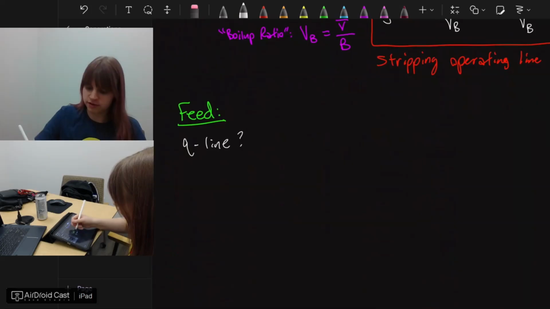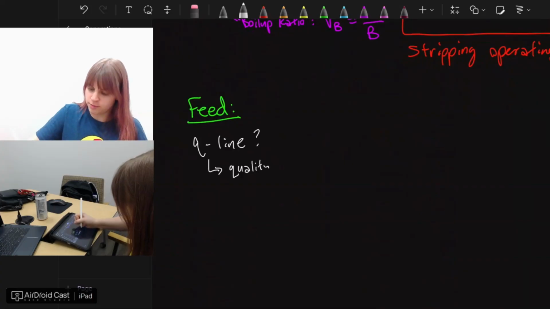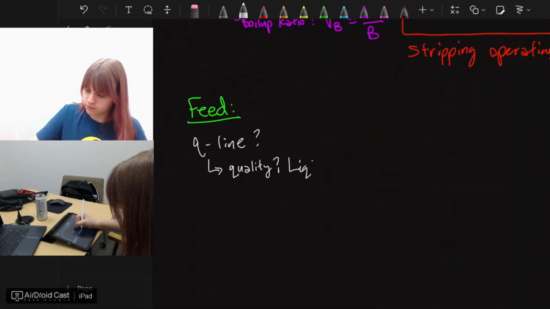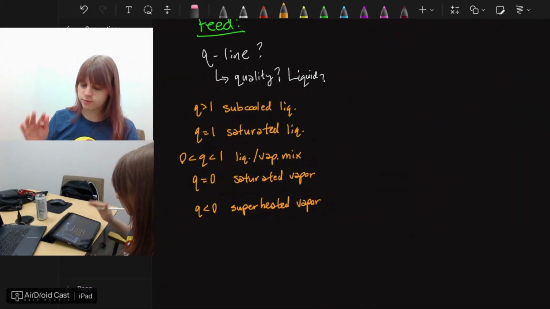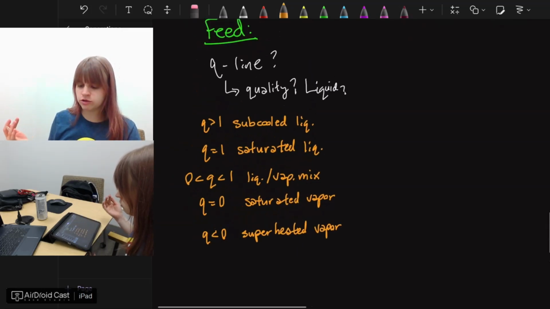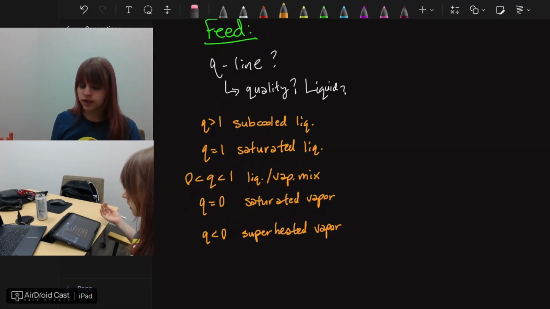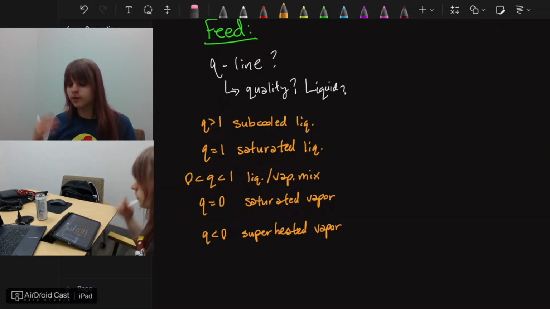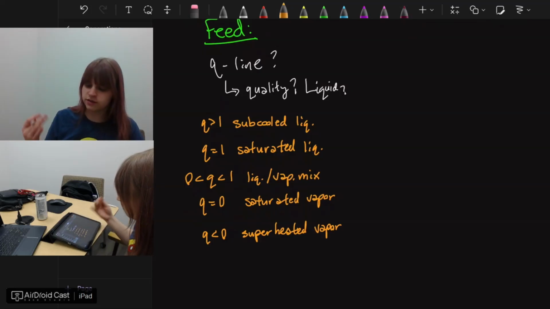It mainly tells us the quality, how much liquid is in there. And then I quickly looked over my notes to make sure I had these numbers right. But essentially, if your Q value is greater than 1, you have a subcooled liquid. If it's equal to 1, you have a saturated liquid. If it's between 0 and 1, you have a liquid and vapor mixture. If it's equal to 0, you have a saturated vapor, and less than 0, superheated vapor. So that's kind of what Q tells us about the feed.